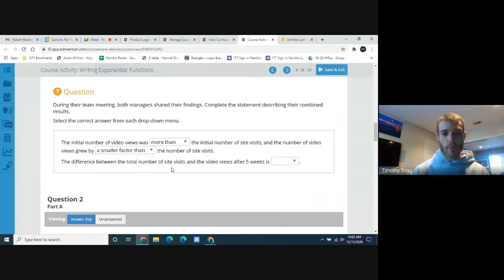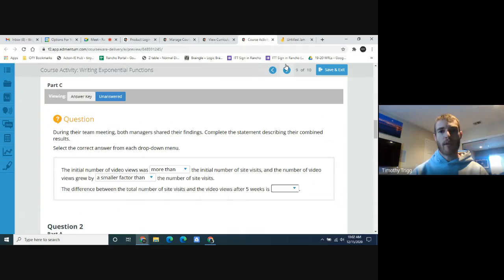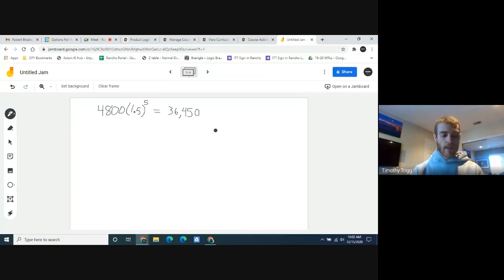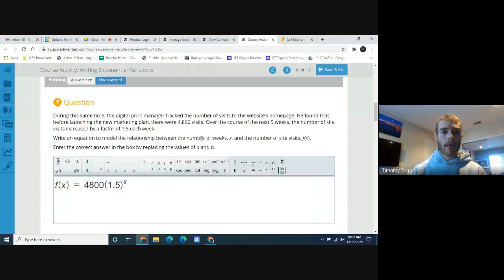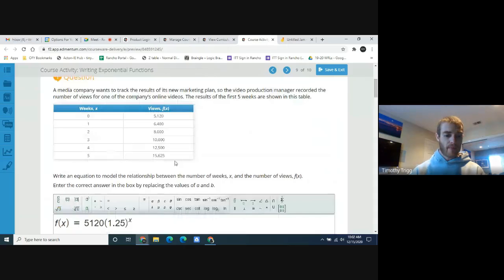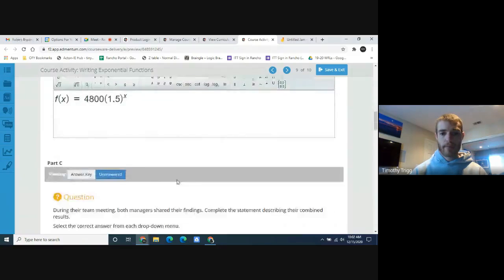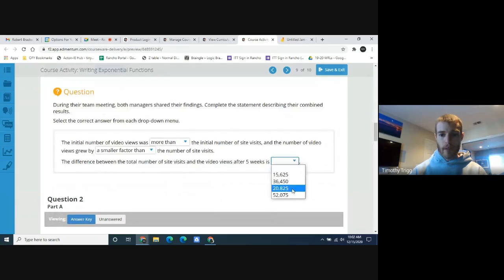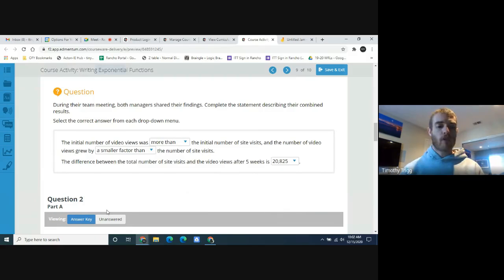The difference between the total number of site visits and the video views after 5 weeks is, so what's the difference between them? That means we have to subtract. So this amount, 36,450, minus what it was at 5 weeks here. So minus 15,625. So 20,825. And there we go. All right. So when asked for the difference between two things, you subtract them.